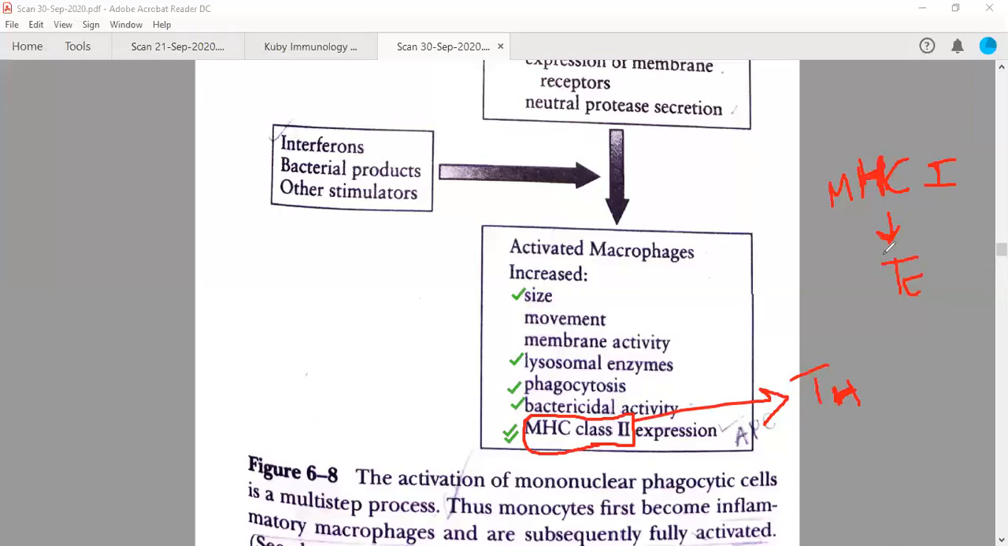Now, sometimes the question is even more tricky. These T helper cells are called CD4 positive cells, right? CD4 positive cells, whereas TC cells are generally called CD8 positive cells. So now you will remember them. MHC class 1, T cytotoxic cells, which are actually called CD8 positive cells. T helper cells are CD4 positive cells, right?